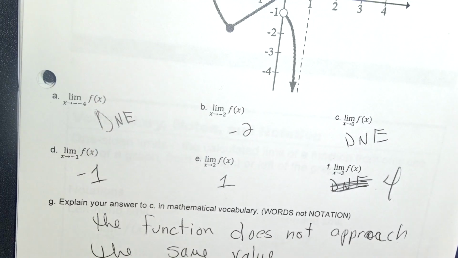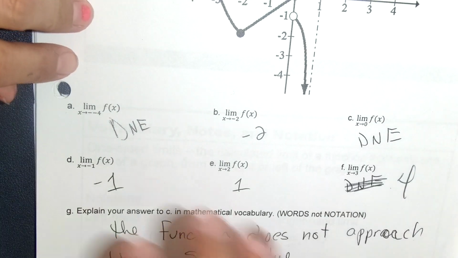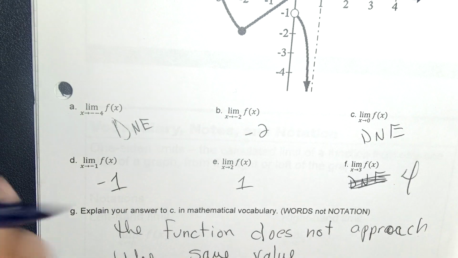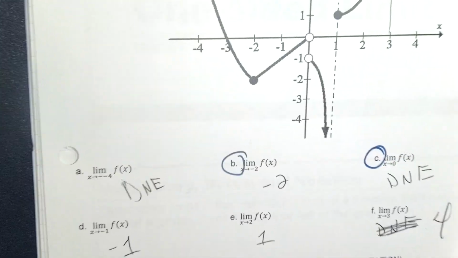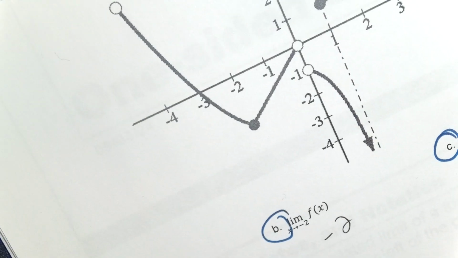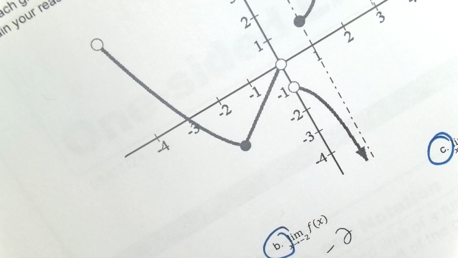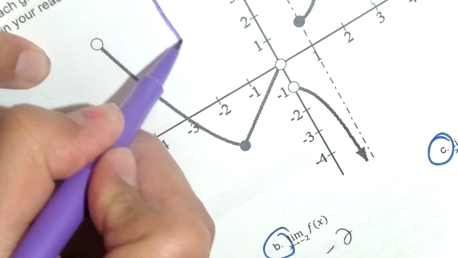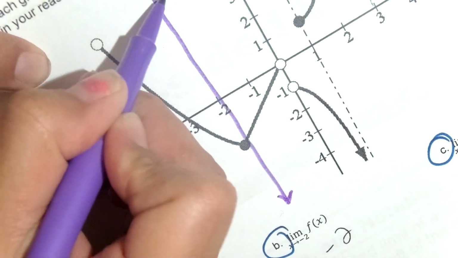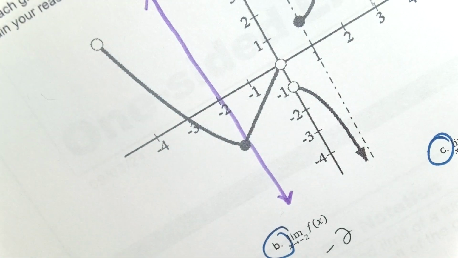So let's look at the do now. We're gonna look at B and C. Okay, so I'm gonna try to show you this. So we're looking at -2. Here's -2.